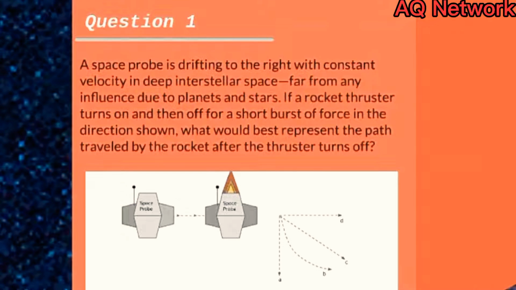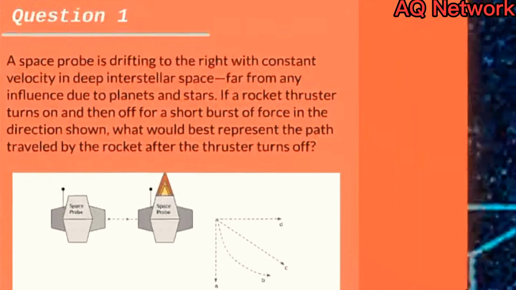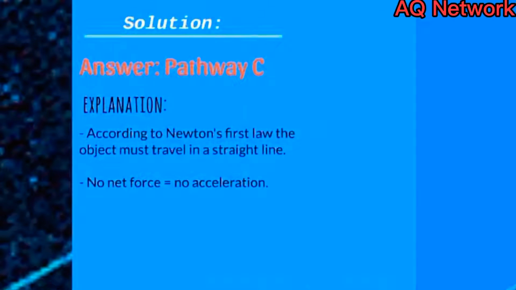If a rocket thrust turns on and then off for a short burst of force in the direction shown, what would best represent the path traveled by the rocket after the thrust turns off? Solution. The correct answer is C.